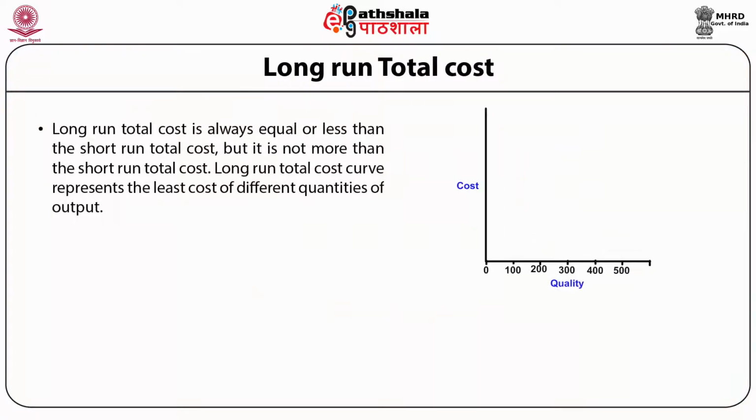So, in long run, we have three types of cost, that is long run total cost, long run average cost, and long run marginal cost. Long run total cost. Long run total cost is always equal or less than the short run total cost, but it is not more than the short run total cost. Long run total cost curve represents the least cost of different quantities of output.